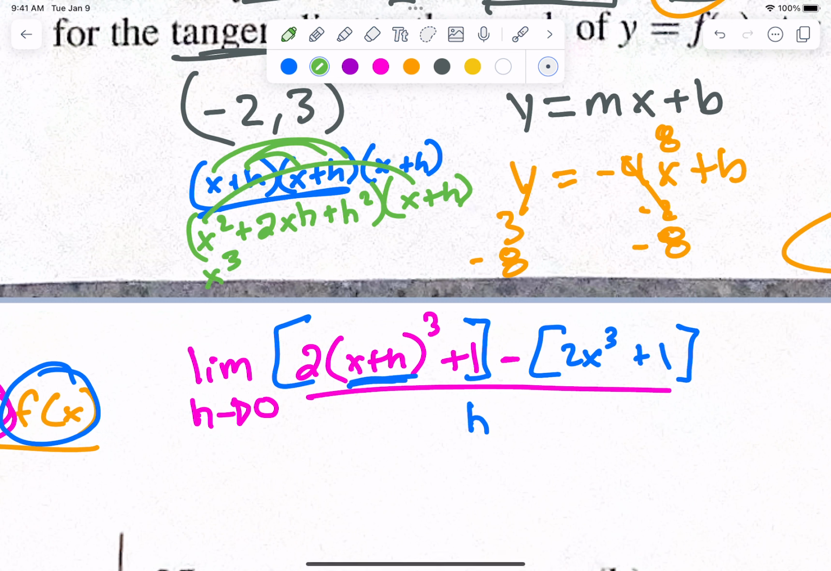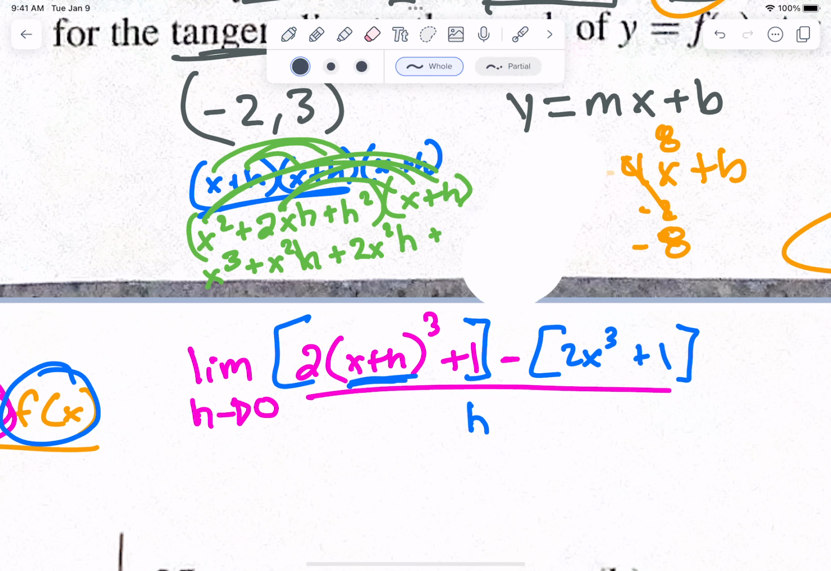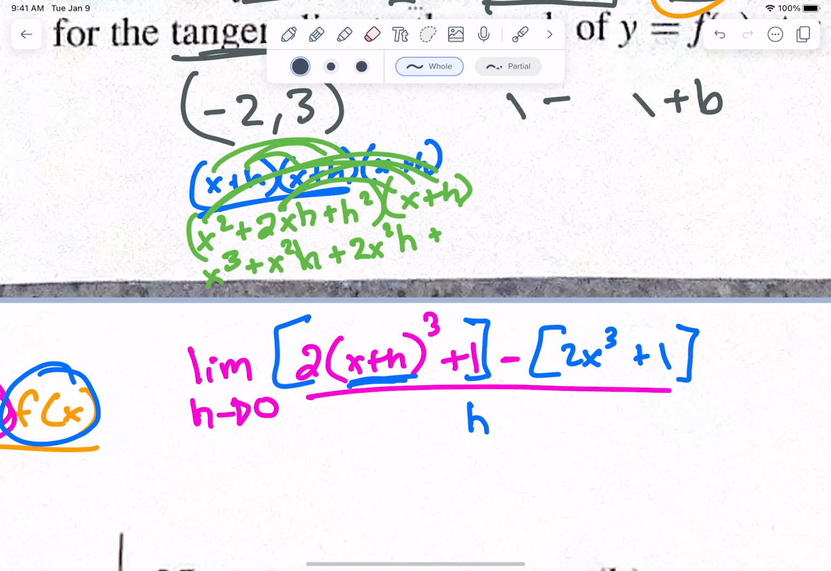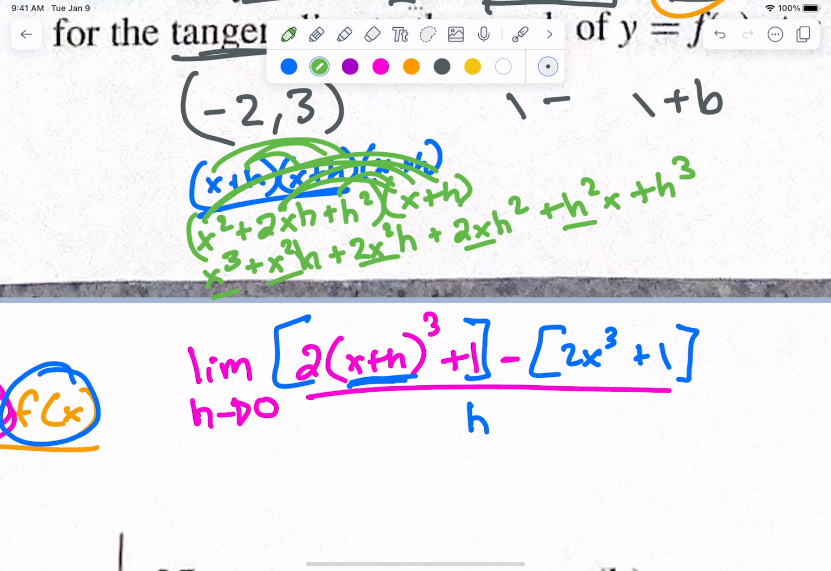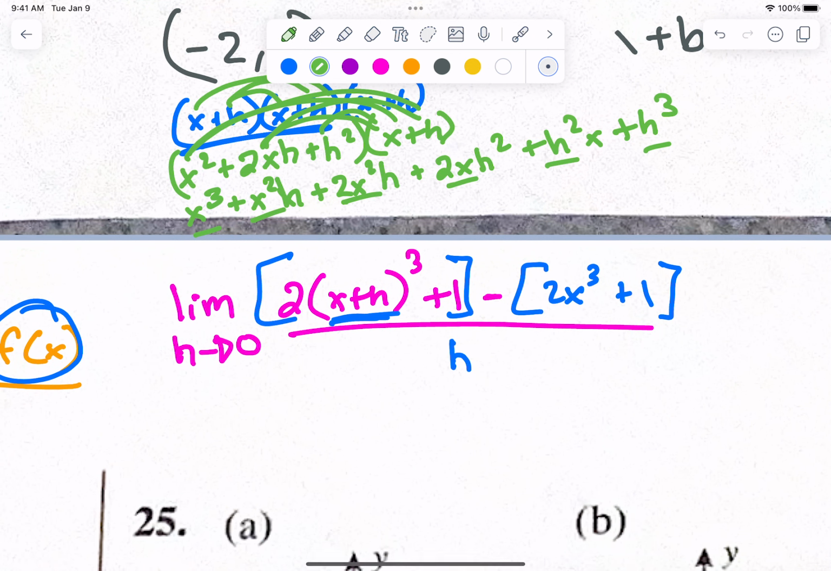So x cubed, x squared times h is plus x squared h. 2xh times x is 2x squared h. Plus 2xh squared plus h squared x plus h cubed. Did I do that right? 1, 2, 3, 4, 5, 6 terms. So I've got x cubed, done. x squared h plus 2x squared h is 3x squared h, plus 3xh squared, plus h cubed.